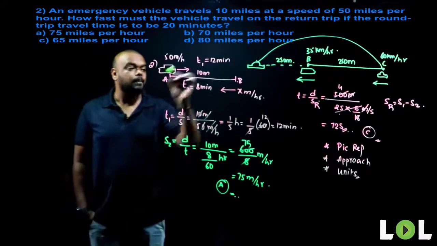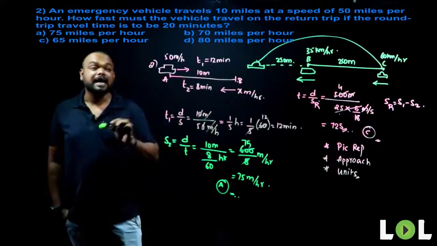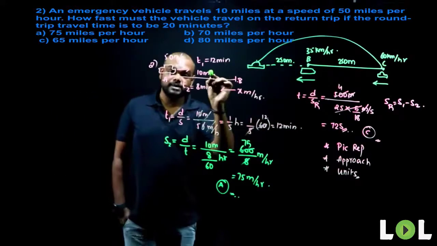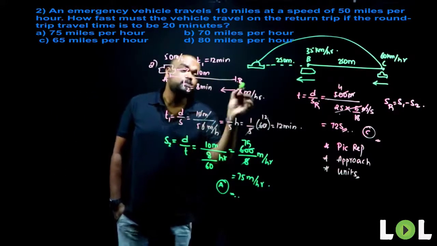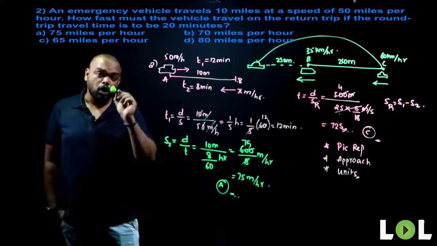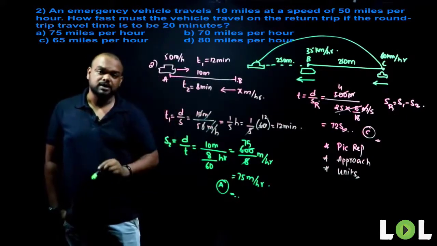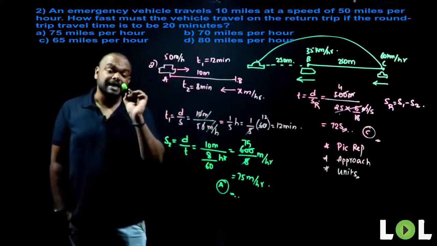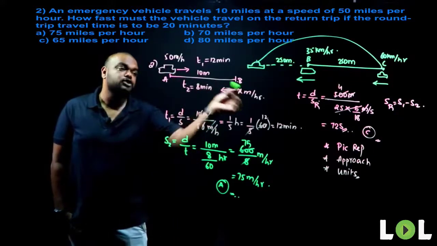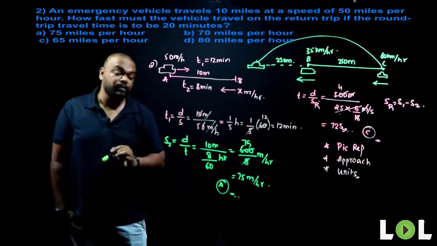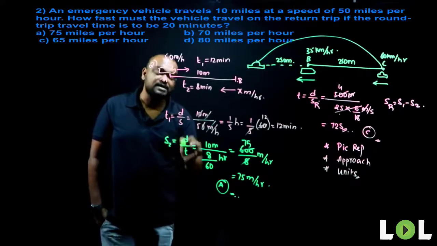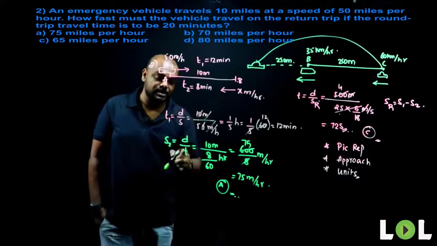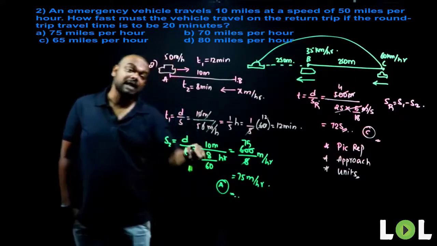Now, one-way trip A to B at 50 miles per hour, the vehicle can go in 12 minutes. But the question is, at what speed must it return in order to finish the entire round trip in 20 minutes? Now, A to B it already took 12 minutes. Still it has only 8 minutes. In 8 minutes, it should come from B to A. So, we need speed. Speed is distance by time. What is the distance? 10 miles. How much time do we have? 8 minutes.